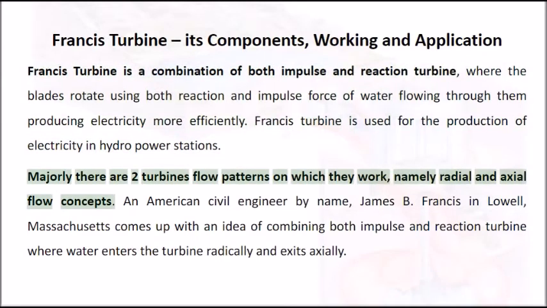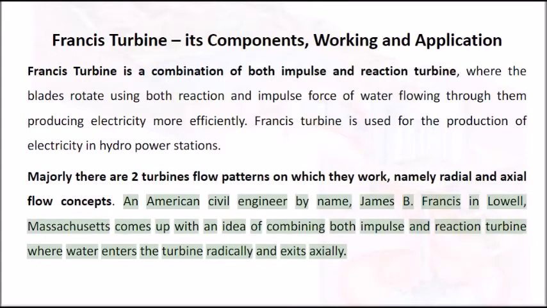Majorly there are two turbine flow patterns on which they work, namely radial and axial flow concepts. An American civil engineer by the name of James B. Francis in Lowell, Massachusetts, came up with an idea of combining both impulse and reaction turbine where water enters the turbine radially and exits axially.